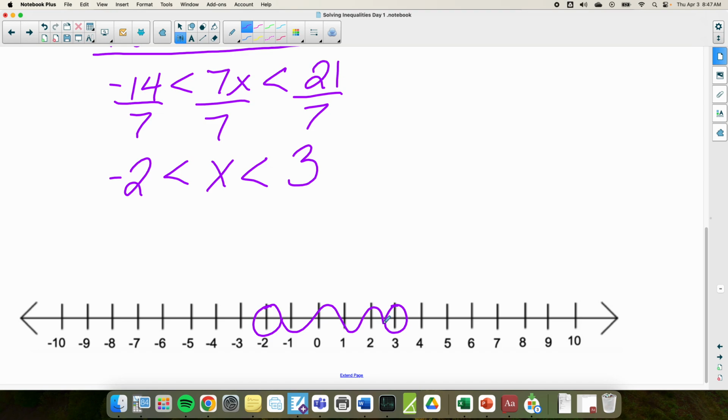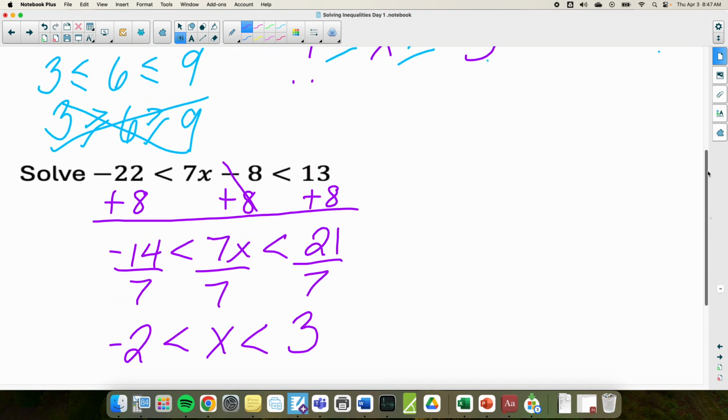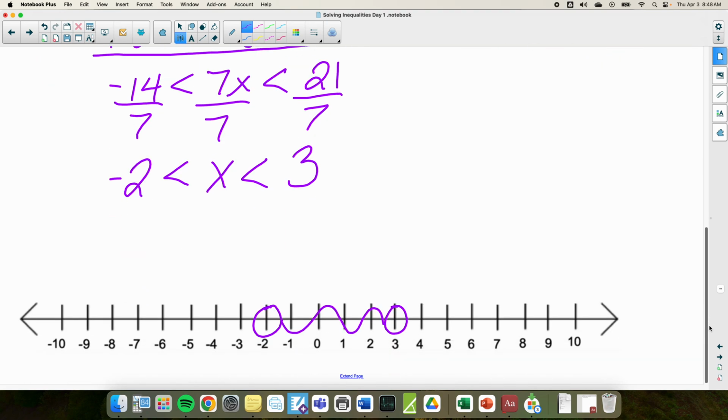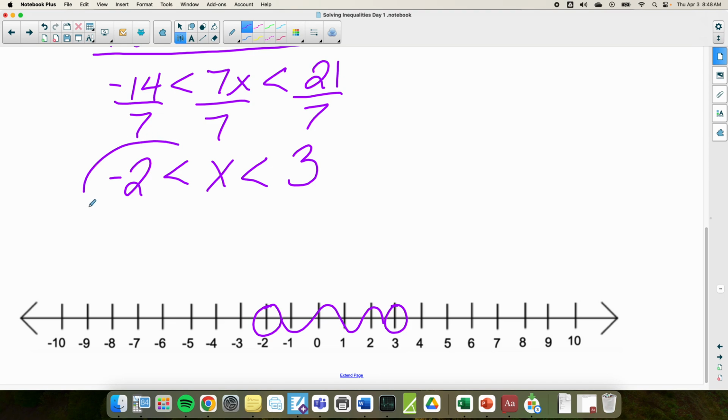And then think, okay, we're on the test, we want to make sure we're right. An easy number to check would be 0. If you put 0 in there, it would be -22 is less than 0 minus 8, which is -8, which is less than 13. Is -22 less than -8? It is. Is -8 less than 13? It is. So that tells us that that is correct. Okay?